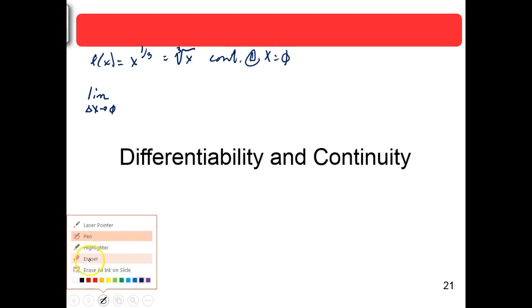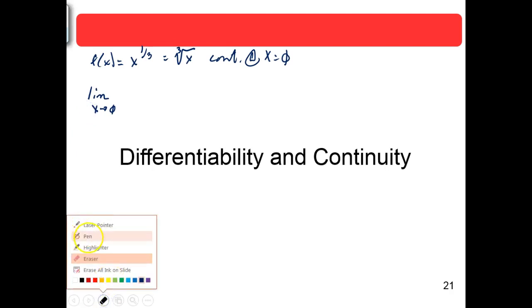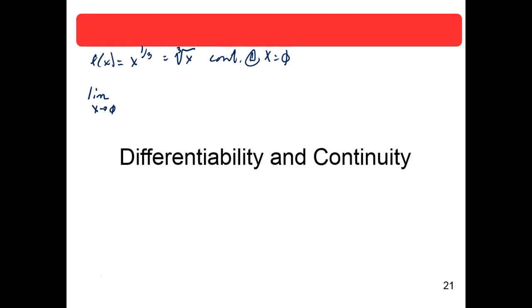There are two ways you can approach this, and this is the x approaching c way. The limit of what then? Difference quotient. f of x minus f of 0 over x minus 0. Okay, nice. What is your f of x?